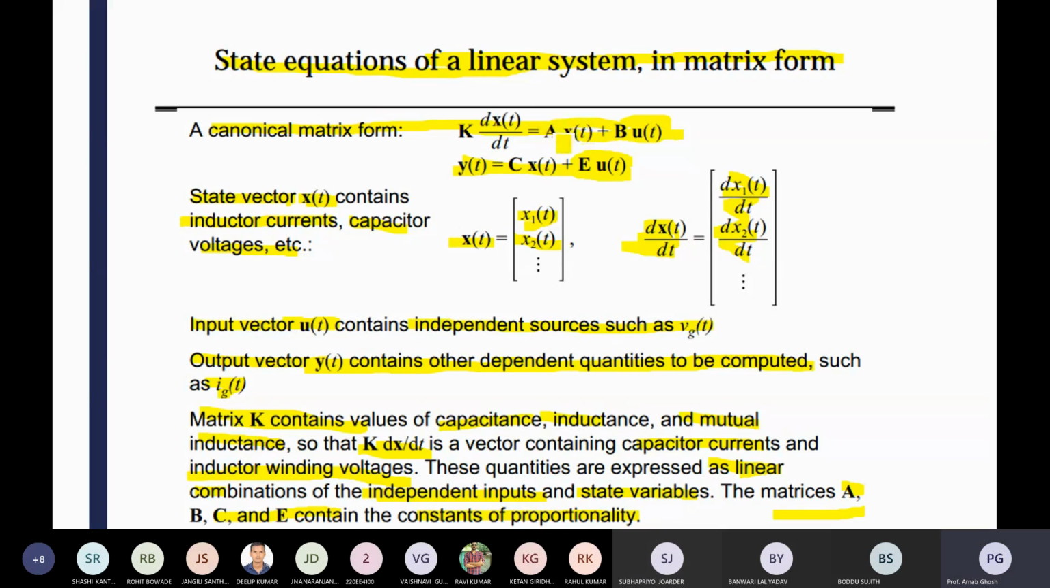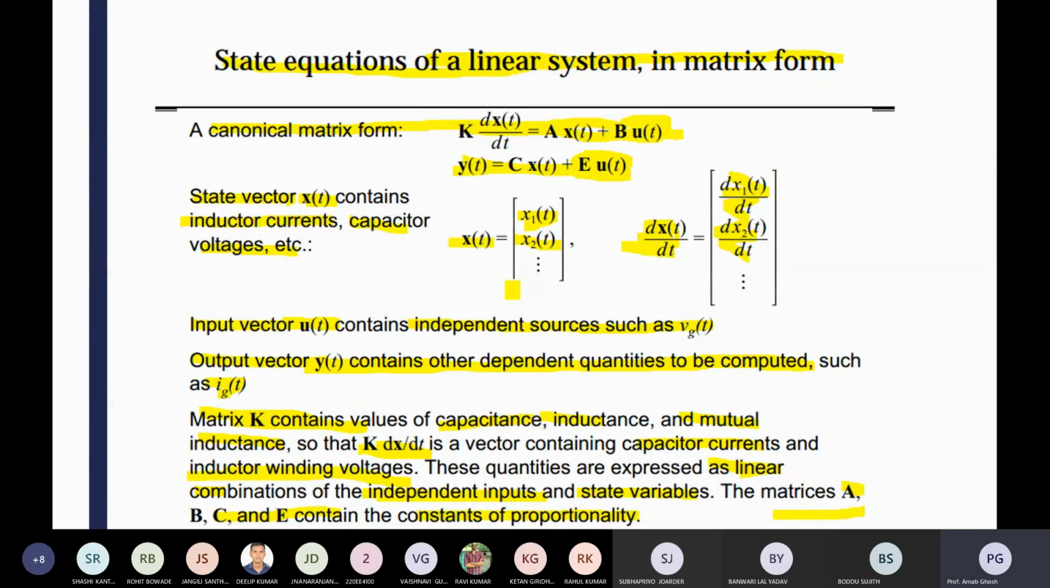The A matrix is a combination of L, then D, and sometimes the load resistance R and C; all the components are there. That's why the selection of the converter parameters is also a very important issue. If we select the converter parameters in a different manner, sometimes the converter dynamics is totally changed.